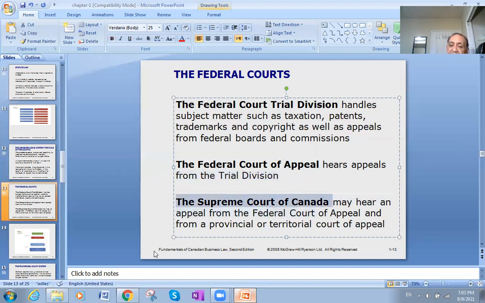The third kind or type of federal courts in Canada is the Supreme Court of Canada.